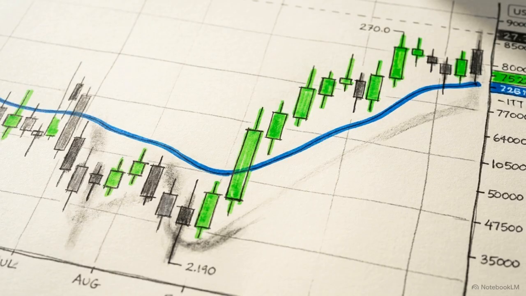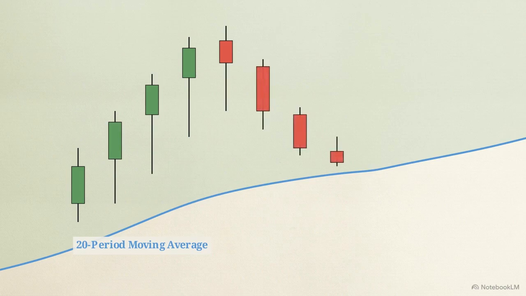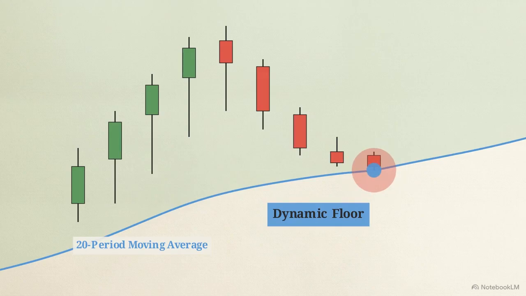Step 3 introduces a filter to this structure. We add a 20-period moving average to the chart. This continuous curve averages the closing prices of the last 20 candles. It serves as a visual boundary. In an uptrend, we strictly look for buying opportunities when the price stays above this line. It also has a second function. This moving average acts as a dynamic, floating floor where the price naturally seeks to bounce during a pullback.